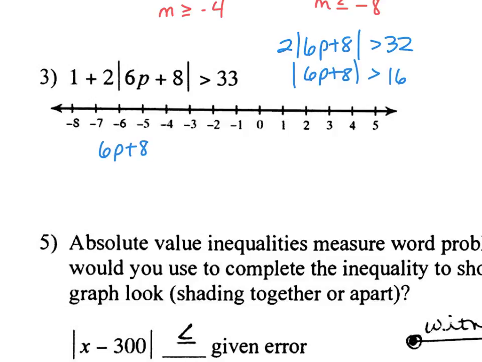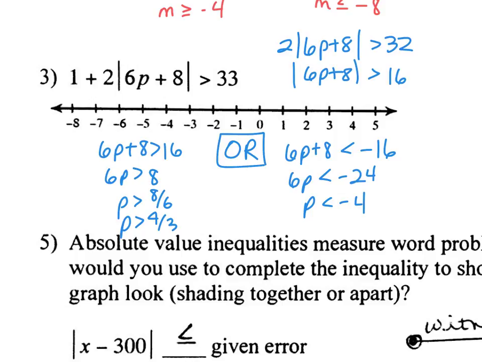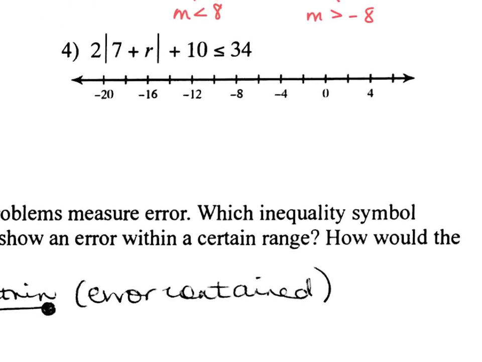6p plus 8 is greater than 16. And this is more, so this is or. 6p plus 8 is less than -16. All right, and then if I just solve each of these out, I'm going to get those two answers. And remember, or, they should be going apart from each other. So if I've done everything correctly, they will. So this is less than -4, open and to the left. Greater than 4/3, which is just a little bit bigger than 1, open and to the right. So I know that what I've solved seems pretty good. All right, so if we check question number 4 now.